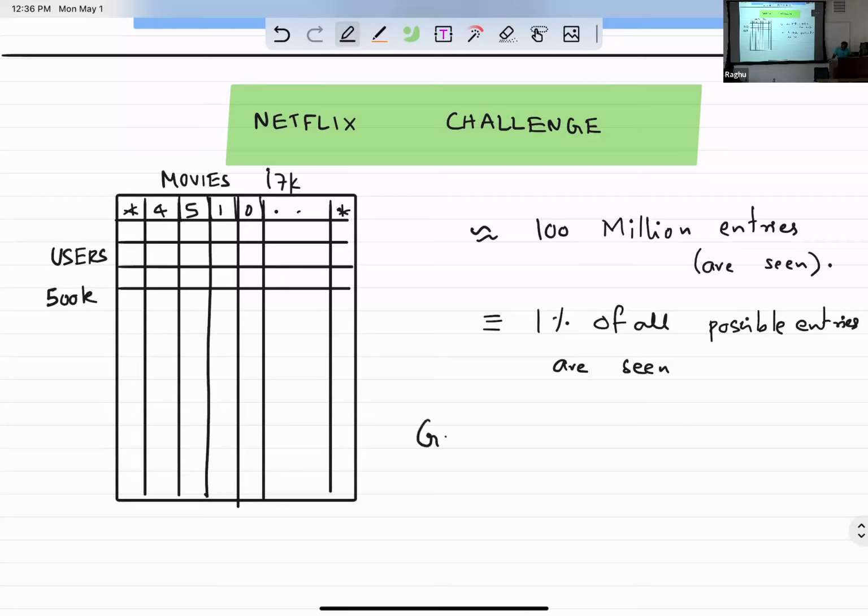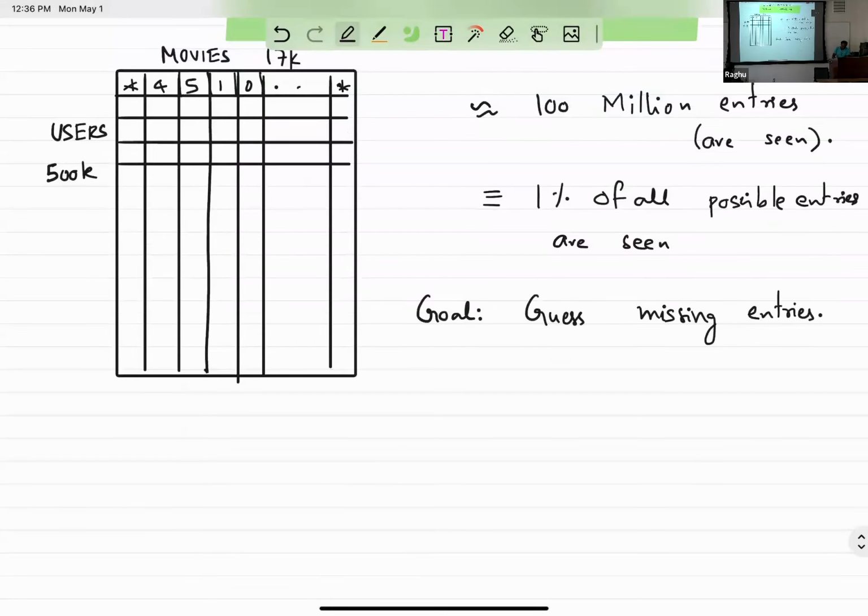Okay. And what's our goal? The goal is, of course, as I said, to guess the missing entries. And so there's a data set, and then you get to propose a model. You get to submit a matrix to them, and they'll give a score based on the average root mean squared error on some holdout entries.